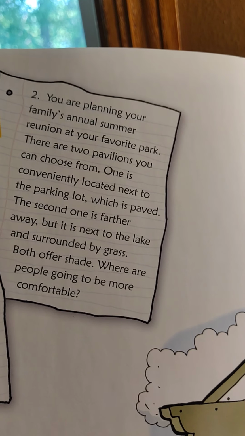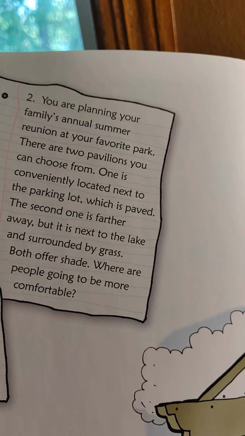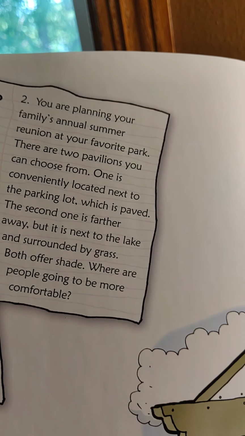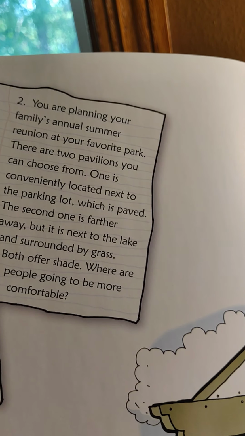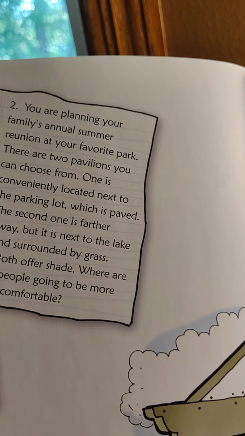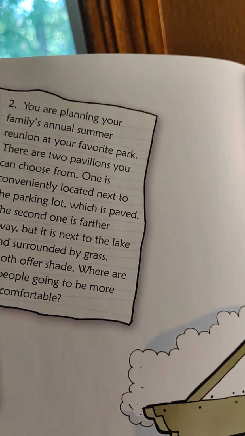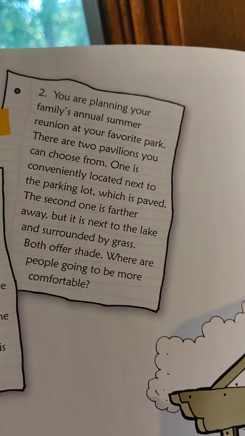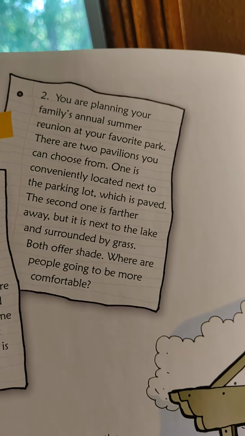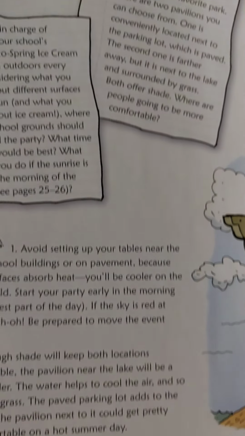2. You are planning your family's annual summer reunion at your favorite park. There are 2 pavilions you can choose from. One is conveniently located next to the parking lot, which is paved. The second one is further away, but is next to the lake and surrounded by grass. Both offer shade. Where are people going to be more comfortable?